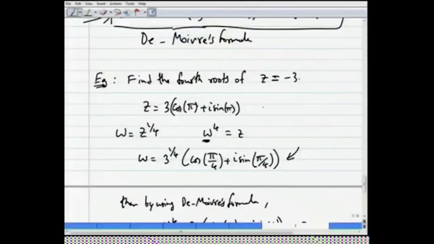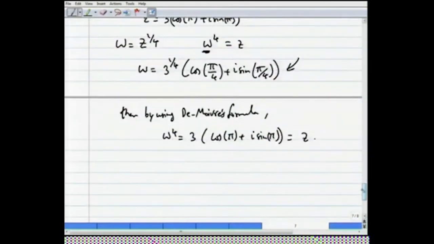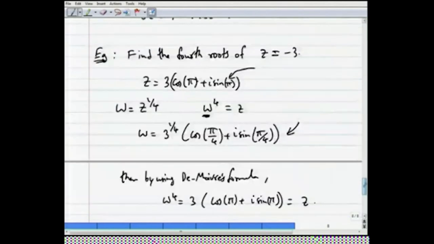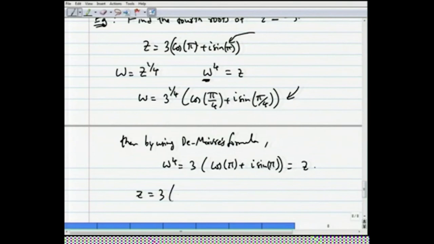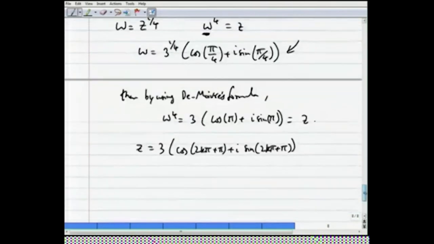Well, the answer is we are missing out on other possible values of w by considering one particular argument for z. We can do better by considering a general argument for z. So, if we consider z to be 3 times cosine 2k pi plus pi plus i times sine 2k pi plus pi, which it is because sine and cosine are 2 pi periodic, k belongs to integers.